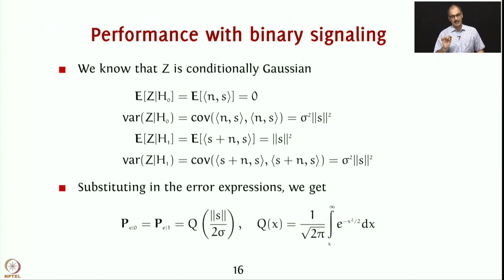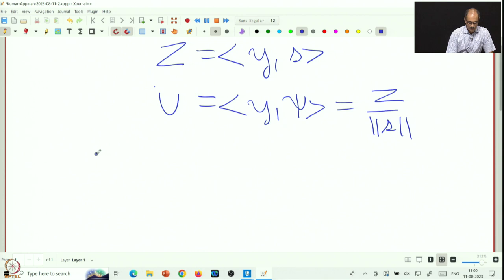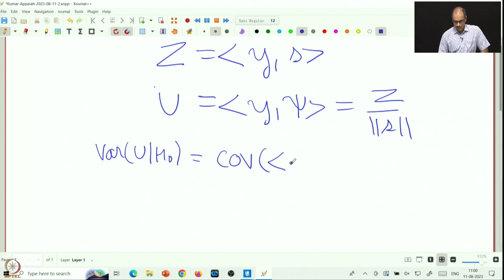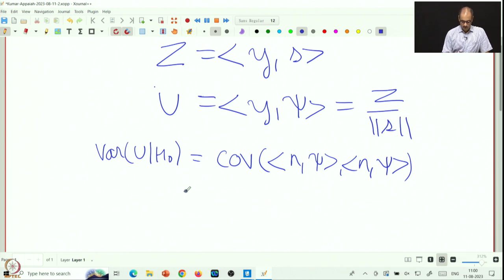Expectation of z given h0 is expectation of the inner product of n comma s, which is 0. Variance of z given h0 is the covariance of n comma s with n comma s. With u, this undergoes a slight and interesting change. Variance of u under h0 is the covariance of n comma psi with n comma psi. Using our formula that the covariance of n comma v1 with n comma v2 is sigma square times the inner product of v1 and v2, this becomes sigma square times the inner product of psi comma psi, which is equal to sigma square.